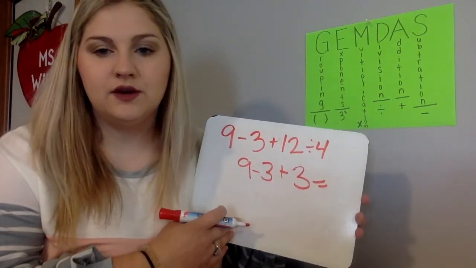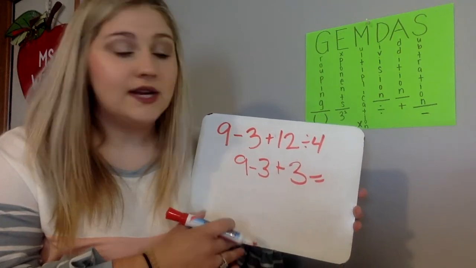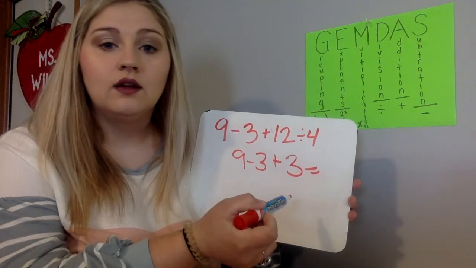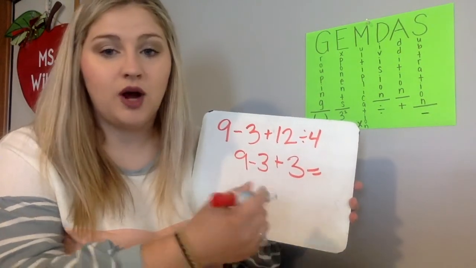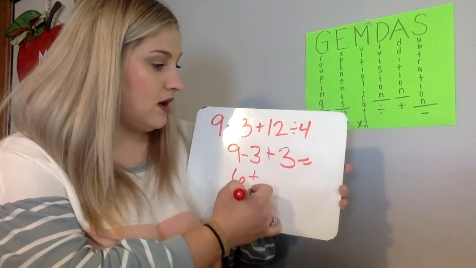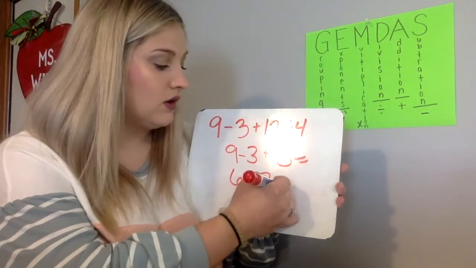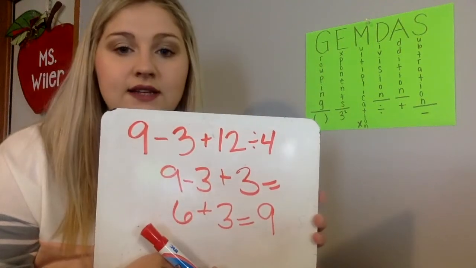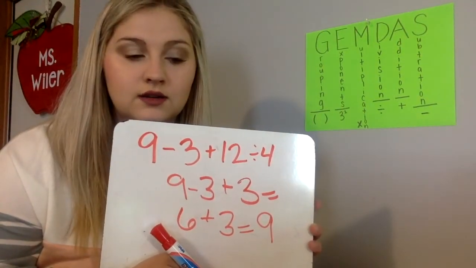Now what do we need to do? We need to do 9 minus 3 first, because we know that with addition and subtraction, we do whichever one comes first in the problem. So 9 minus 3 is 6. Plus 3, we need to bring that other 3 down, would equal 9. So that is the answer to number 4 on your worksheet.